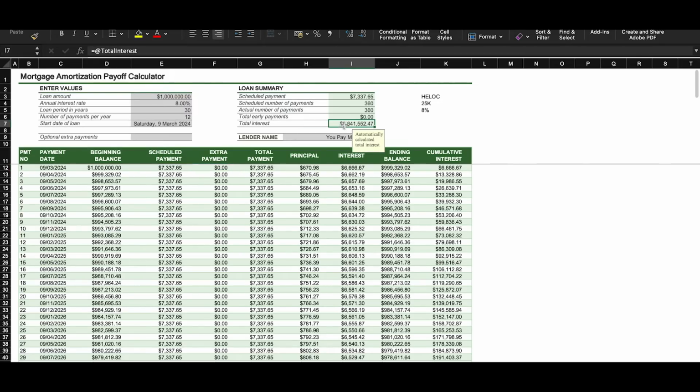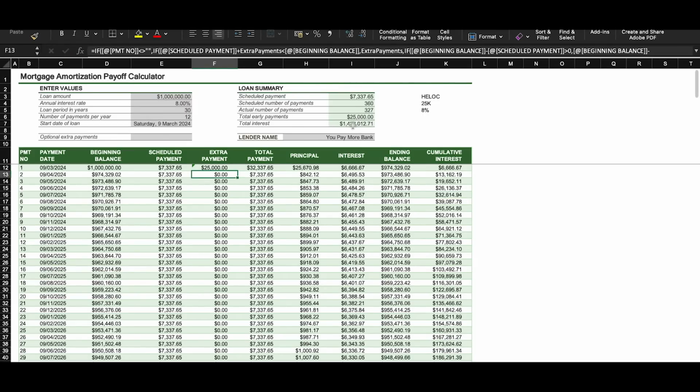So the total interest 1.6, right? Let's say that this couple did their regular scheduled payment, and on top of that they used their HELOC $25,000 to put an extra payment on there, right? So when they do that, we see the total interest goes to 1.4 here. So just some quick math here, that's a little over 200,000 that you save just off of that payment.